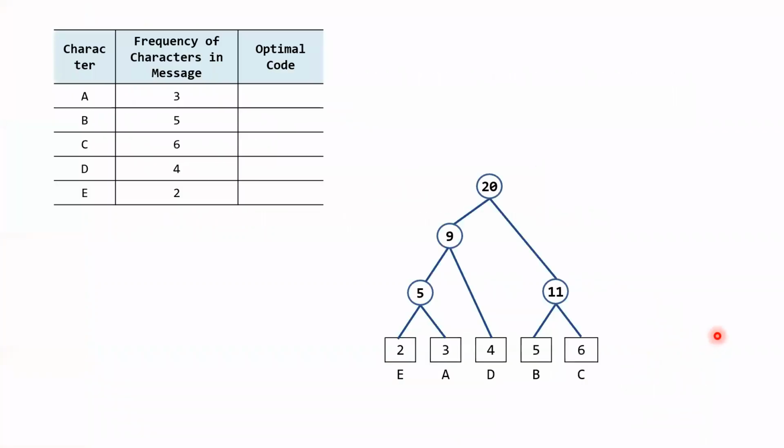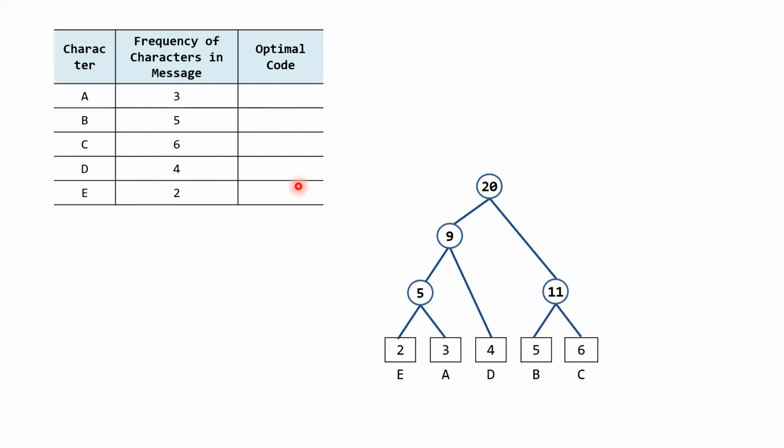Now, we'll try to apply the Huffman coding process, greedy approach, and we'll try to generate optimal codes. These are the characters in the message. 5 different characters are used in the message: A, B, C, D, E. And this is the frequency of the characters in the message. A is repeated 3 times, B is repeated 5 times, and so on. Totally, there are 20 characters in the message. The total message length is 20.